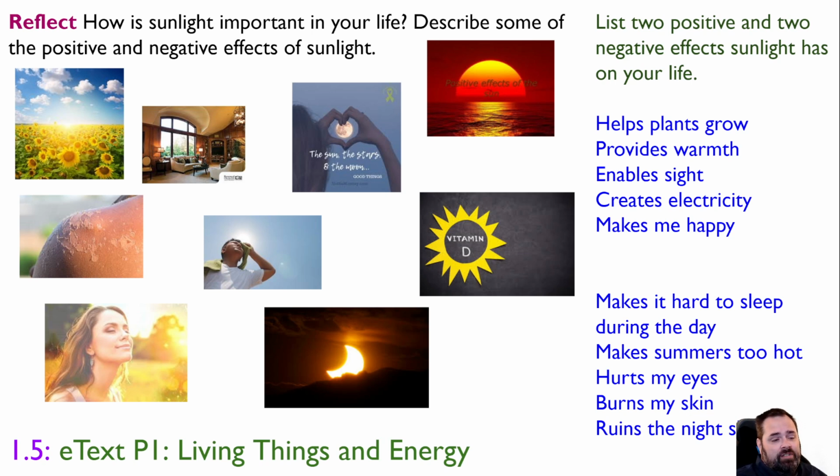Negative things about sunlight. It makes it hard to sleep during the day. It makes summers too hot sometimes. It hurts my eyes. It burns my skin. And it ruins the night sky. All those pretty stars, we can't see them during the day because the sun's out there.